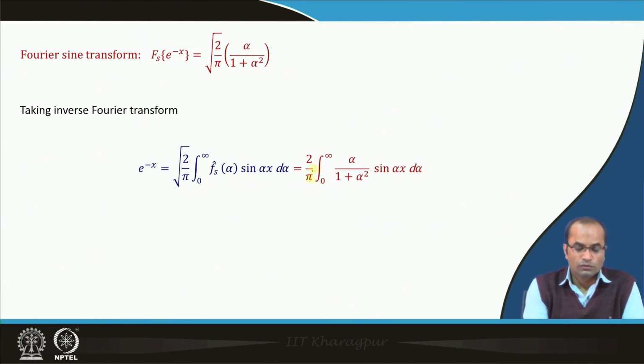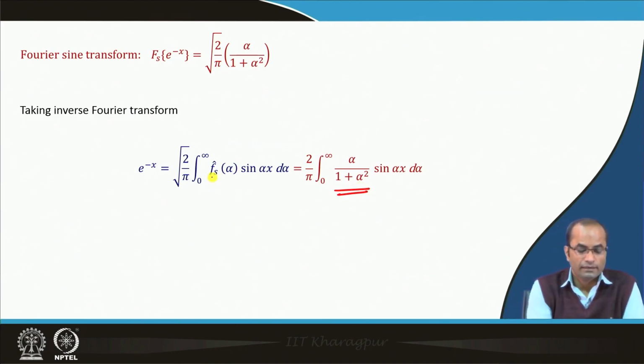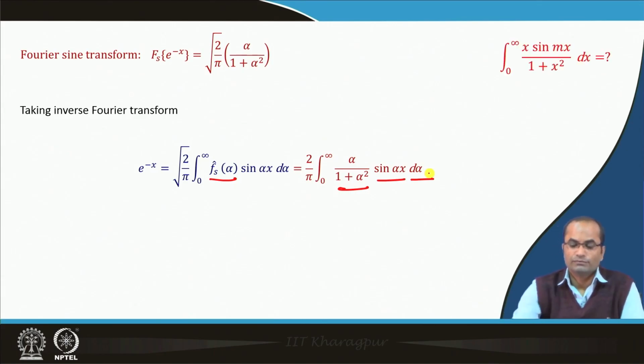So, this square root of 2 over pi and then 0 to infinity, we have this f hat of alpha, which is alpha over 1 plus alpha square with the factor square root of 2 over pi, but there was already a square root of 2 over pi. So, that has now become 2 over pi, and for f hat of alpha the extra term we have is alpha over 1 plus alpha square, and then sin(alpha x), and we have this d alpha term.